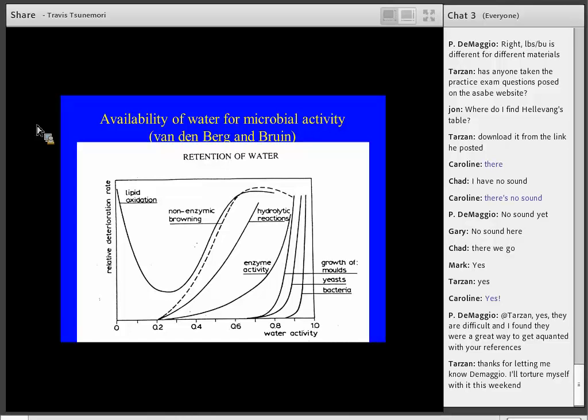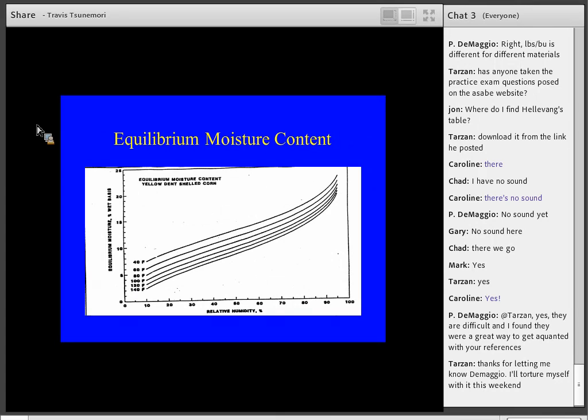And so this is sort of a relation between that water activity and the activity of living things, molds, yeast, bacteria. Here's just one more kind of a close-up, a different example of, here again is corn, equilibrium moisture content on a wet basis. So this is your moisture content, and it could be between, at very warm temperatures and at low relative humidity, this material may be very dry, just a few percent.